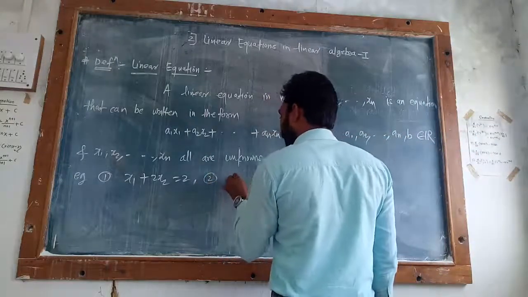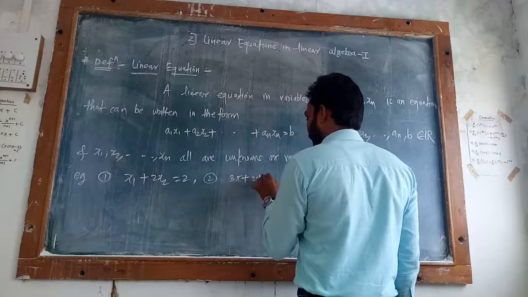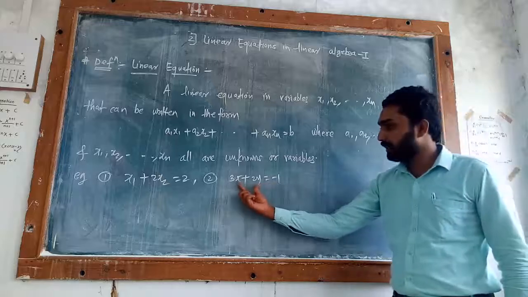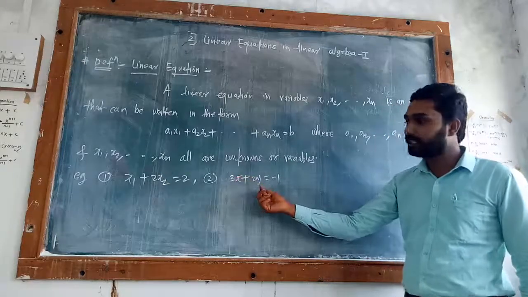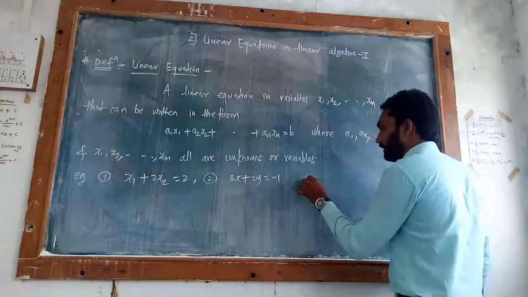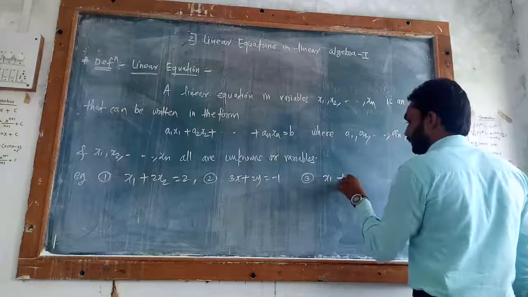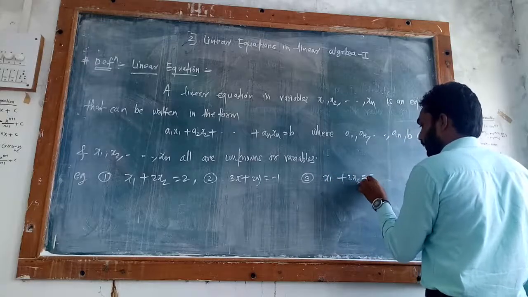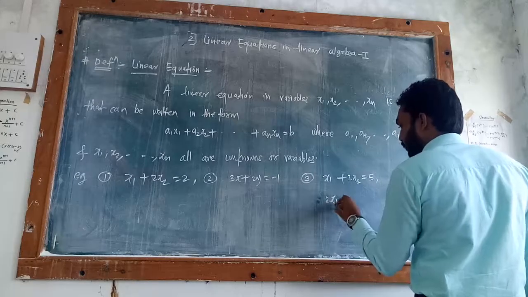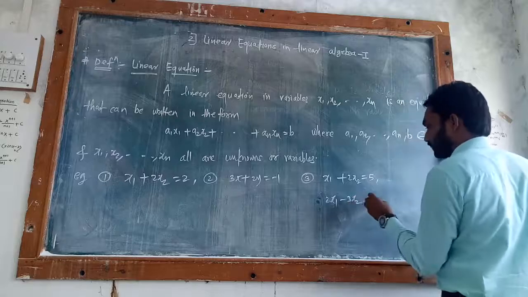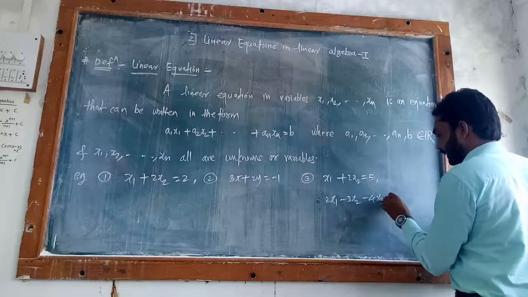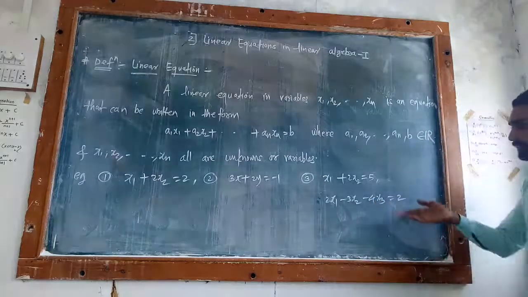Second example: 3x plus 2y equal to -1. This is also a linear equation. Here there are 2 variables, x and y. In the first example also there are 2 variables, x1 and x2. Let us take the third example: x1 plus 2x2 equal to 5, and 2x1 minus 3x2 minus 4x3 equal to 2.